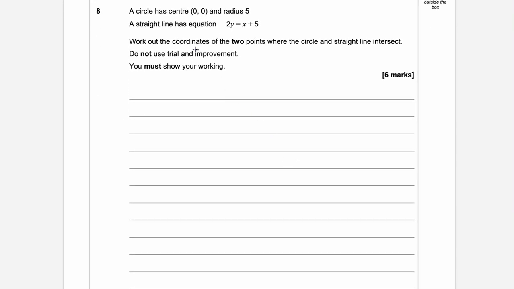Question 8. Circle has center this, radius this, straight line has equation this. I want the coordinates of the 2 points where they intersect. Do not use trial and improvement.